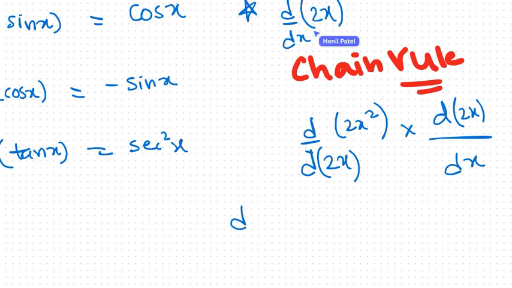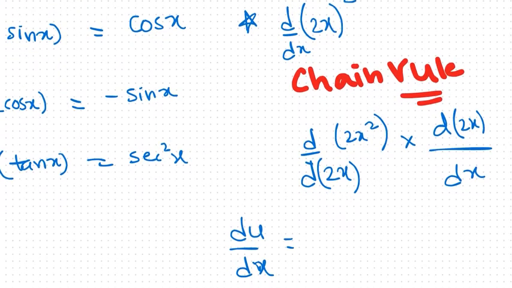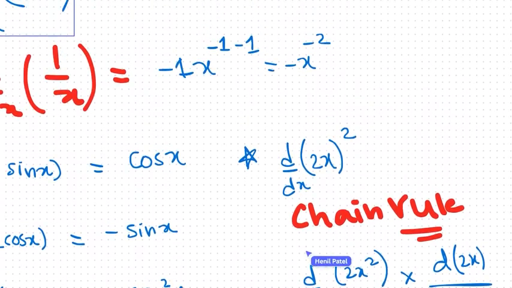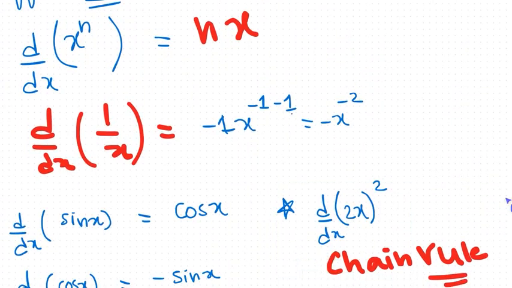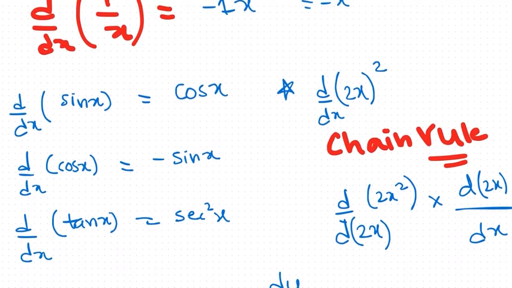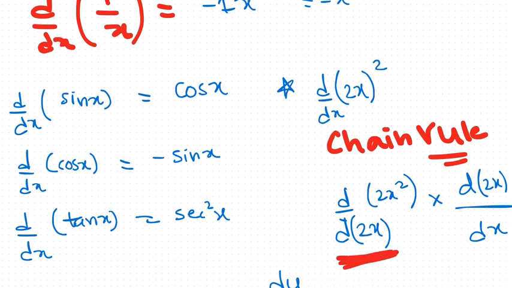Okay, so d by dx of 2x square. What is the difference between this part and this part? In the first part, d by dx of x power n. But in this question, d by dx, but this is not x. They are different. So make them same, like this.